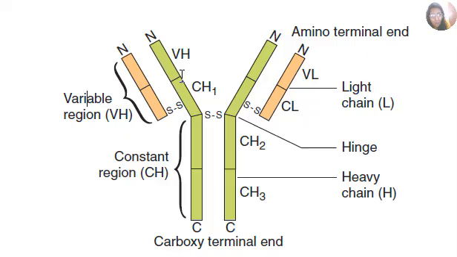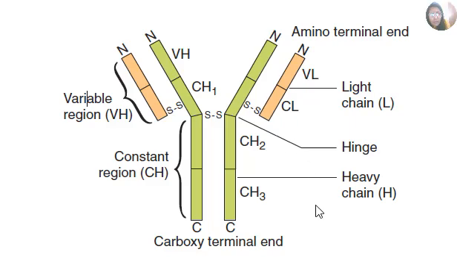Variable regions are made up of one heavy and one light chain. This is the short light chain and this is the heavy chain. This region contains hypervariable amino acid sequences known as complementarity determining regions, and that creates the antigen binding sites. So this is the variable region.